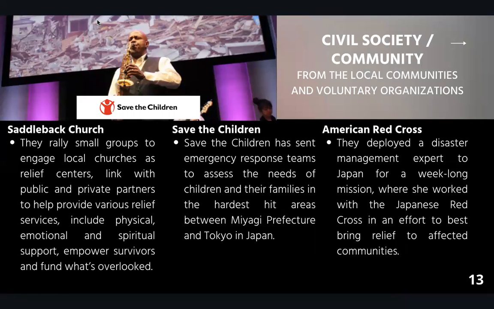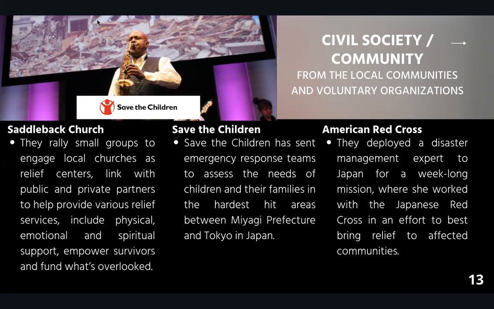First is the Saddleback Church, where they rallied small groups to engage local churches as relief centers, and they also linked with public and private partners to help provide various relief services such as physical, emotional, and spiritual support. And they also aim to empower survivors and fund what's overlooked by the general response by the government.